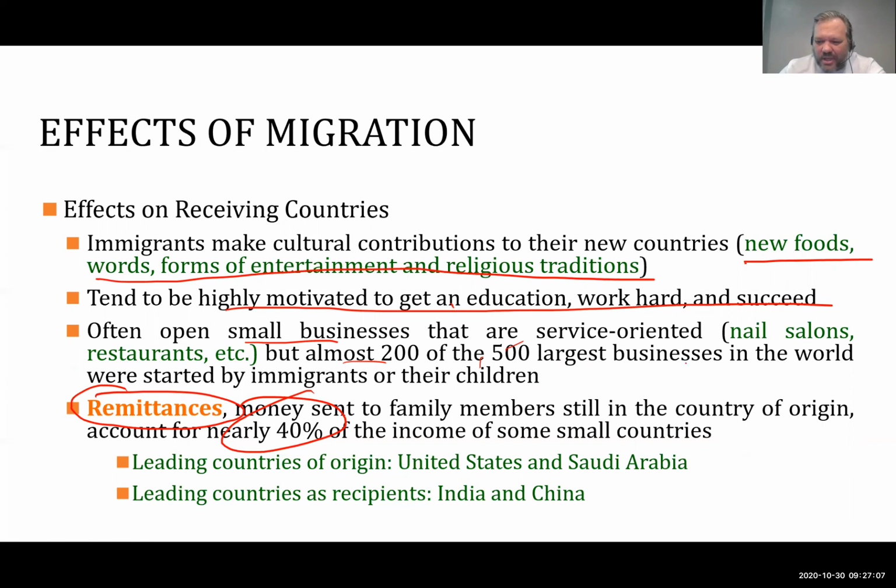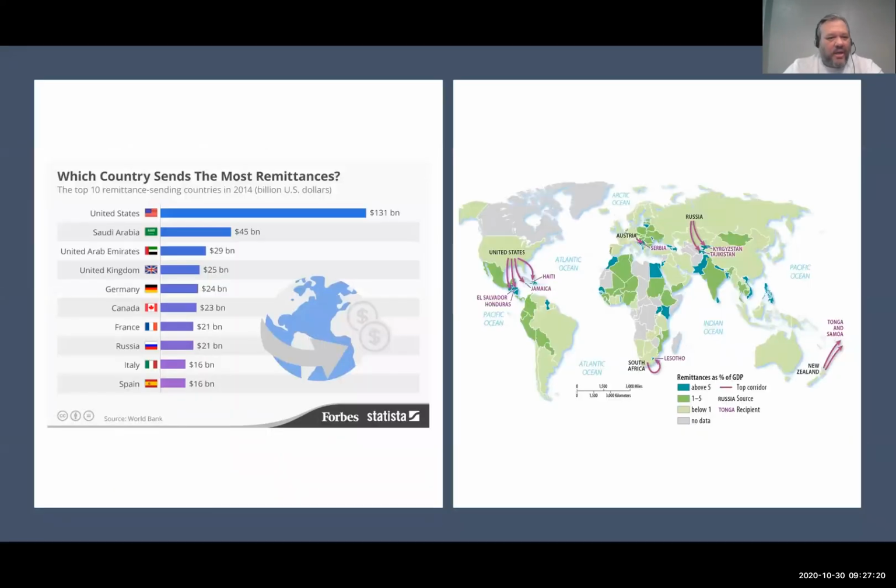Leading countries of origin, obviously the United States and Saudi Arabia. Those are the countries that send money out, where immigrants come in and then the immigrants send money back out. The leading countries as recipients are India and China. And so you can see here which countries send the most remittances. By far, the U.S. is the biggest. This is 2014. So you can see on the map where the money flows to. In the U.S., it's flowing back into Central and South America. You can see in Russia, it's coming down this way. So you can kind of get a sense.